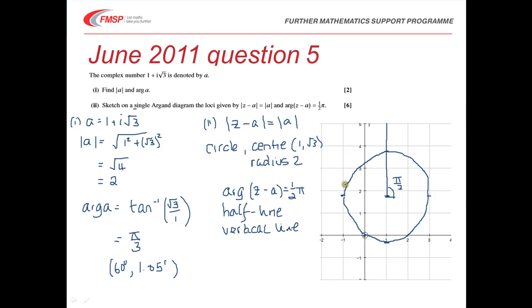And a similar sort of thing when it comes to the marks for the argument. So you will have got one mark for any line starting at the point 1, root 3 with a positive gradient. You would get a second mark if it was a vertical line, and you would get the third mark if it was completely correct, all aspects correct.